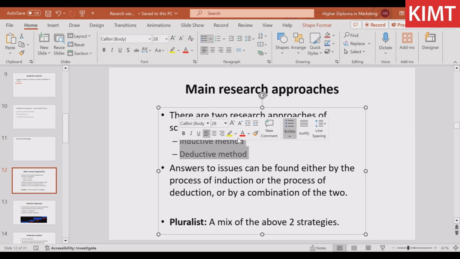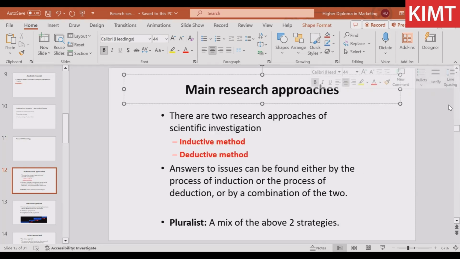I'm going to highlight these two. Can you read these two words I put in red color? Okay, we are talking here about the inductive method and the deductive method. Correct. Can you guess what inductive means? Let's see. You are going to search for something, about medicine, right? So what does inductive mean? When I say inductive.